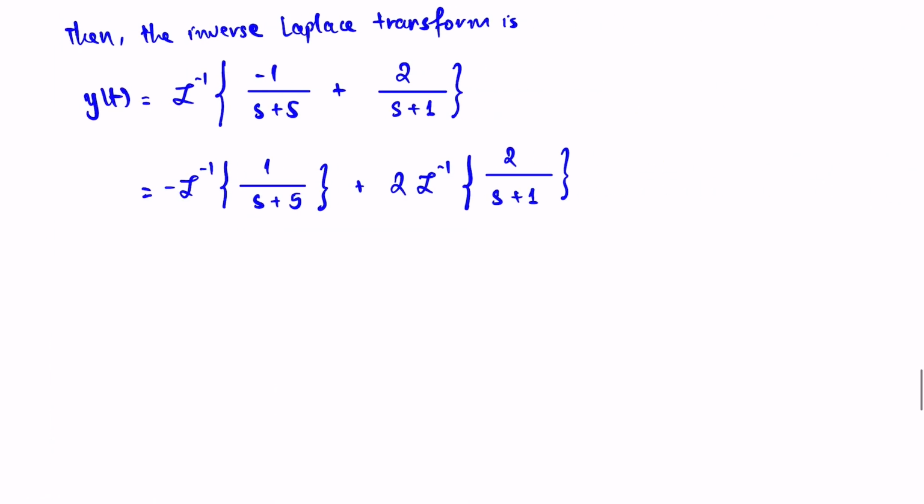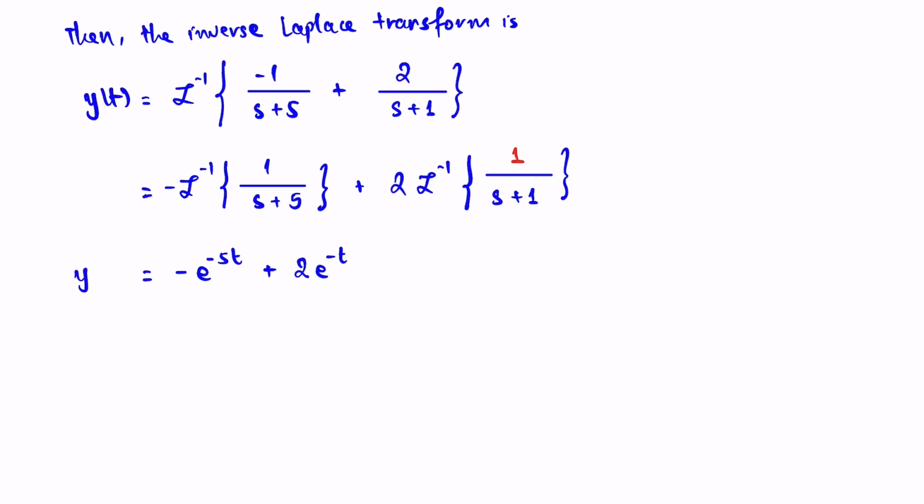Let me go back to the formula here. You have negative of e to the negative 5t plus 2 times the inverse Laplace transform of, so I forgot about this, so this one is 2. You need to cancel out, it's just 1. So that one is 1. Alright, so the inverse Laplace transform of 1 over s plus 1, and use the same formula, you got 2 times e to the negative t.